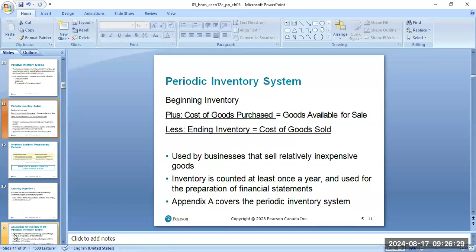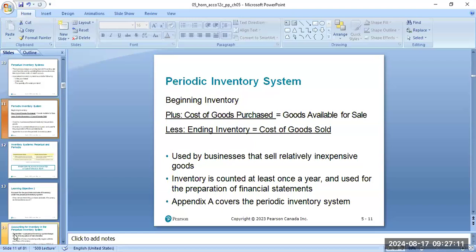Then we're going to do something very simple. Since we have the beginning inventory, we're going to check our invoices and receipts for all the goods that we purchased during the period. The beginning inventory plus the cost of the goods that we purchased is going to give us the cost of goods available for sale. Once we deduct the ending balance, we're going to get the cost of goods sold.